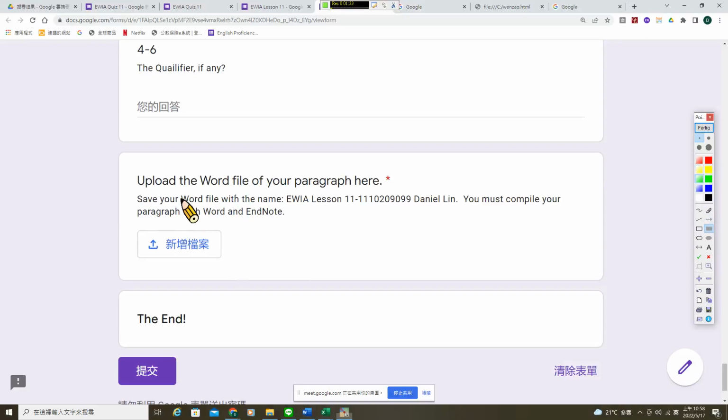Remember, you have to save your Word file. I only accept Word documents, so don't use PDF. Only Word documents, and they must be saved in the name: EWIA lesson 11, your school ID and your name. You must compile your paragraph with Word and EndNote. I have to see you are using EndNote. Without the use of EndNote, your score will be cut at least in half. So remember, you have to learn this.